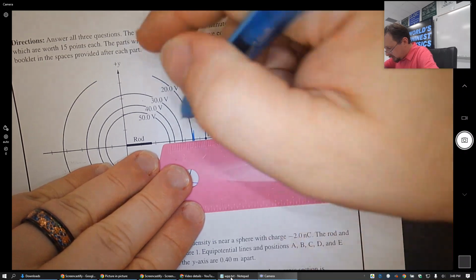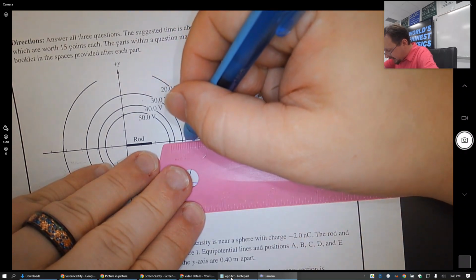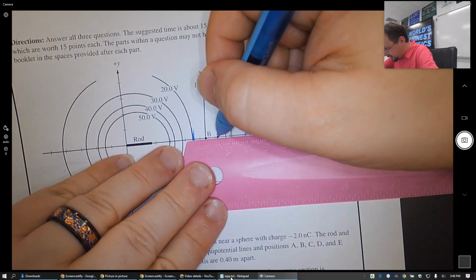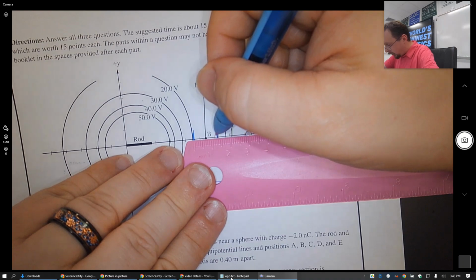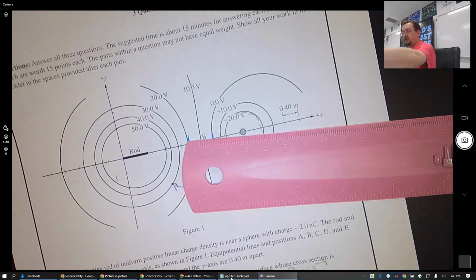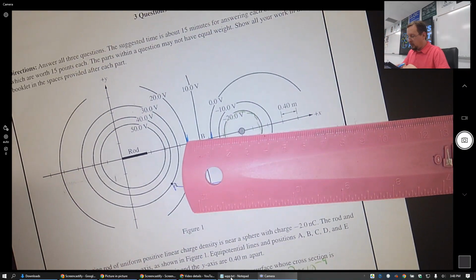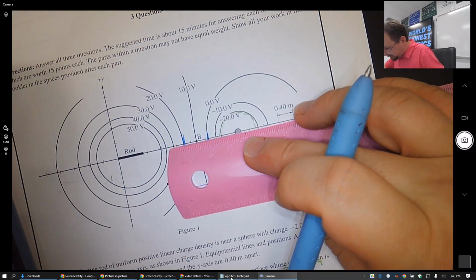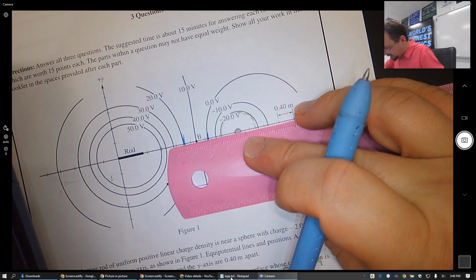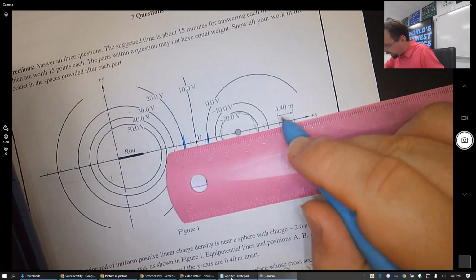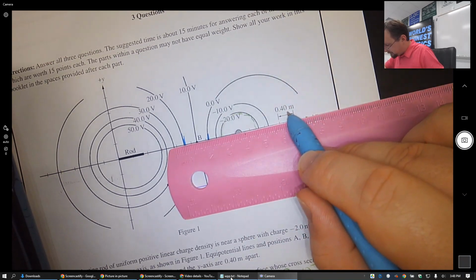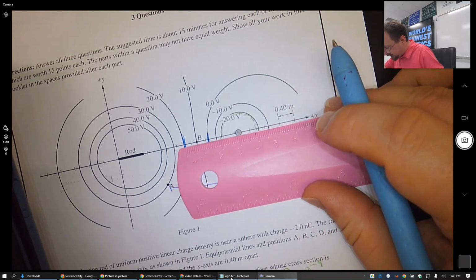Okay. So one of these tick marks is like 0.8. So then this looks like maybe 1.4. So what is 1.4 times 0.4? Wait a minute. All right. So 0.8 and 0.4. Okay. So each tick mark, each millimeter is 5 centimeters.